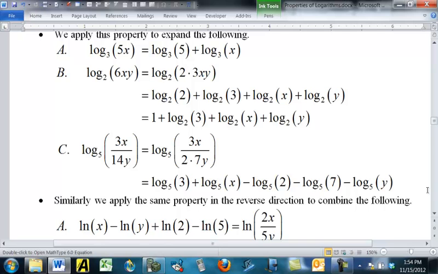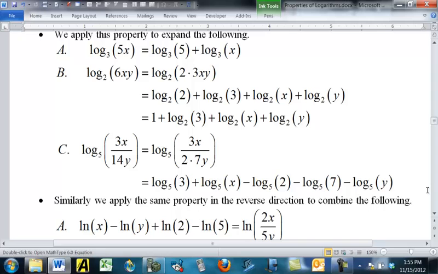The next one, log base 5 of 3x over 14y, I'm going to think of the 14 as 2 times 7. Again, everything is multiplied inside the parentheses there, except for the one big fraction, which is a divide. And so that means I can break this all into a whole bunch of logarithms. All of them are the same base as the original, log base 5. And every factor in the top gets a plus 1, every factor in the bottom gets a minus 1 in front of it. So we get log base 5 of 3 plus log base 5 of x minus log base 5 of 2 minus log base 5 of 7 minus log base 5 of y.